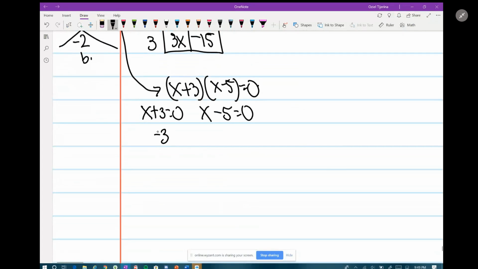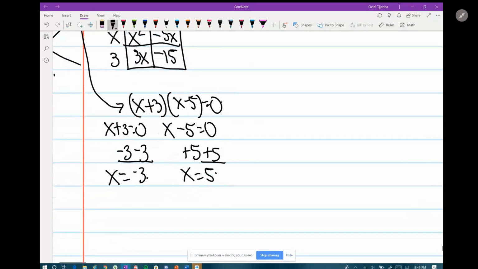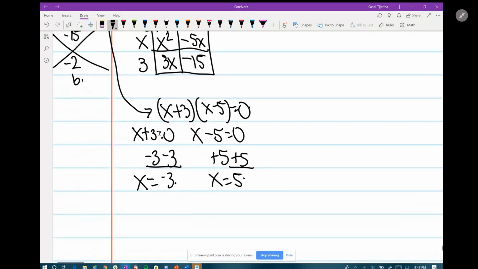To solve x plus 3 equals 0, we subtract 3 on each side, so we get x equals negative 3. And then for x minus 5 equals 0, we add 5 on each side, and we get x equals 5. So then we have x equals -3 and x equals 5.